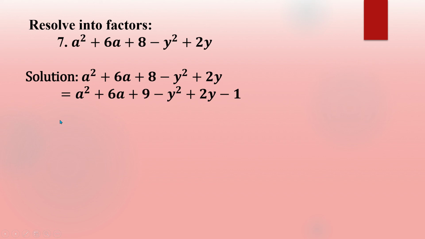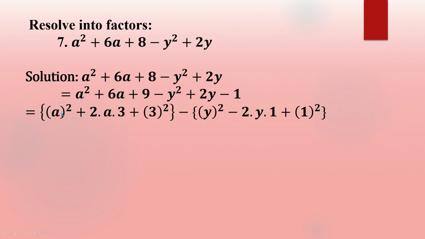Clear? Now this equals, we can write a square plus 2 into a into b, b means 3, and 2 into 3 means 6, so this equals 6a plus 3 square, minus y square minus 2 into y into 1 plus 1 whole square. This makes the formula: a plus 3 whole square, and here y minus 1 whole square. That means this equals a plus 3 whole square minus y minus 1 whole square.